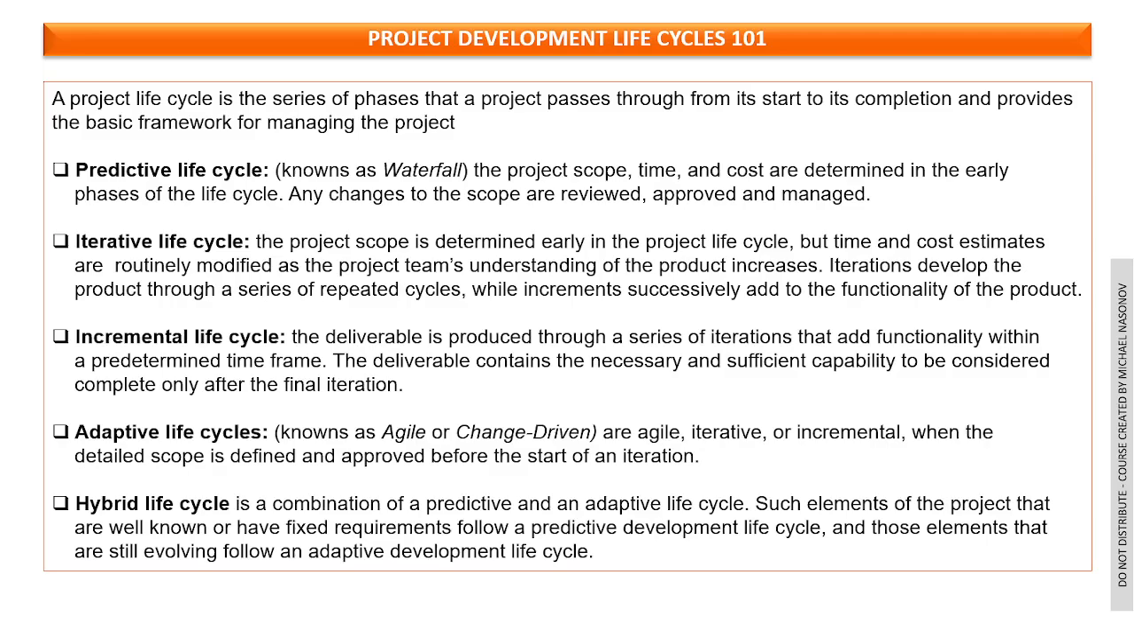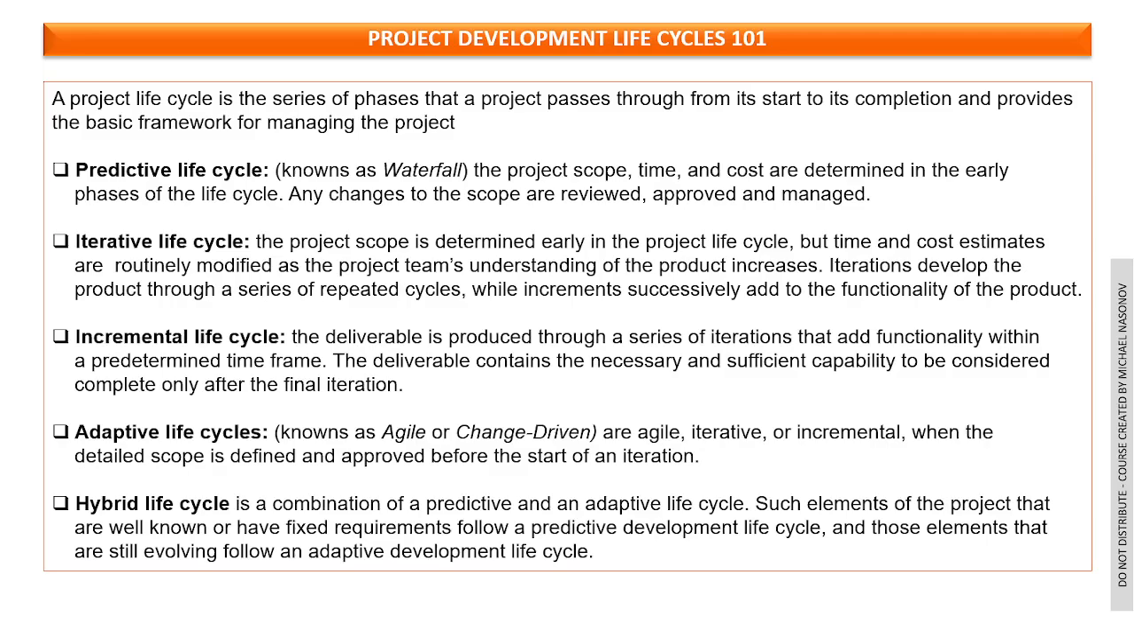And finally, the best one is the hybrid life cycle, a combination of predictive and adaptive life cycles. Such elements of the project that are well known or have fixed requirements follow a predictive development life cycle, and those elements that are still evolving follow an adaptive development life cycle.